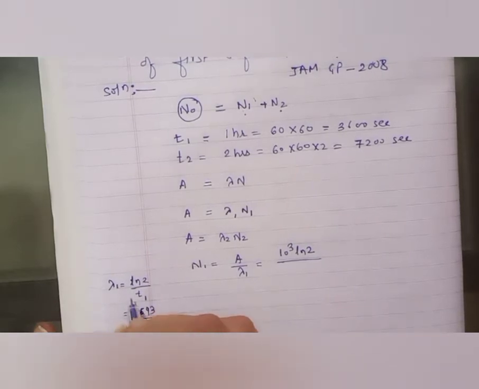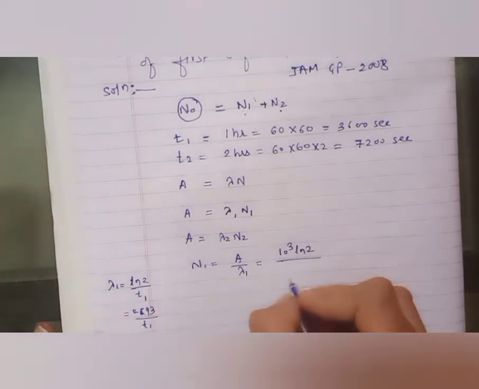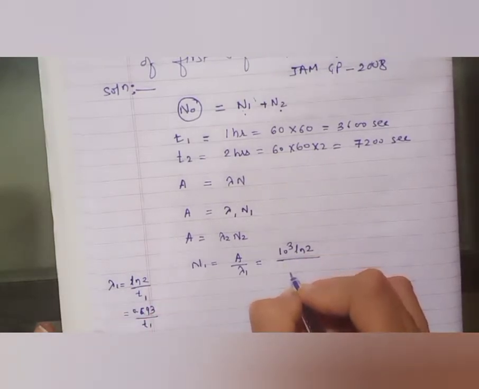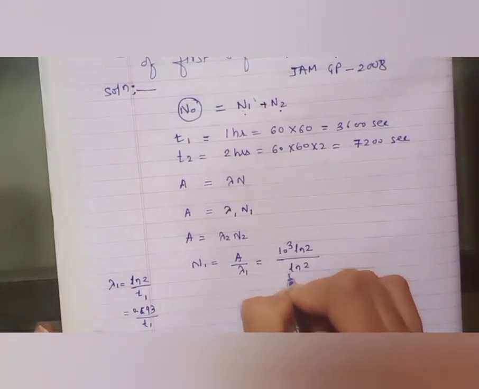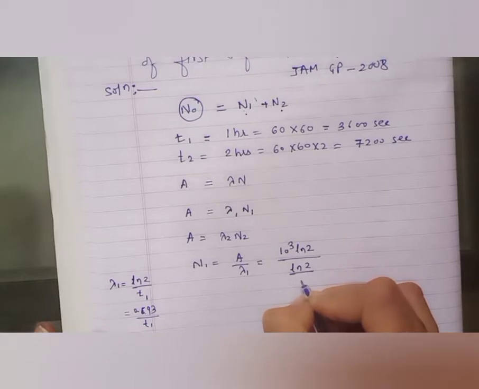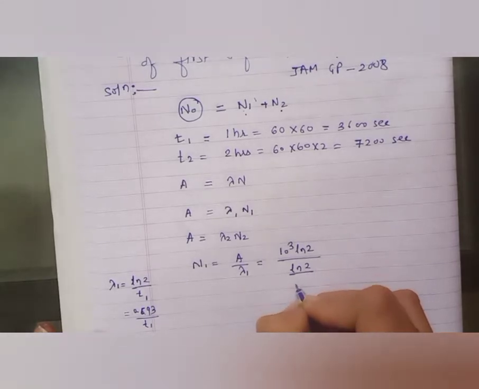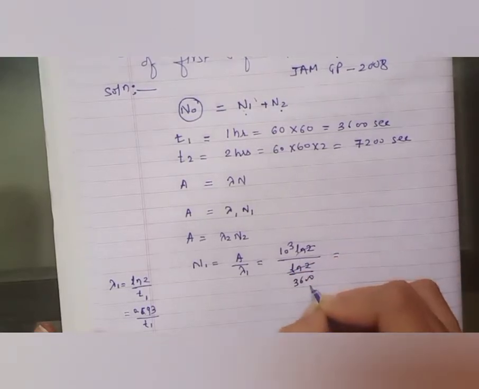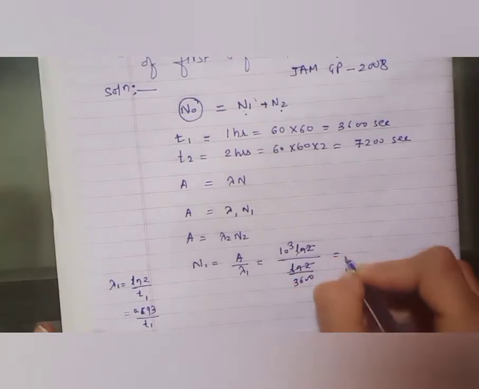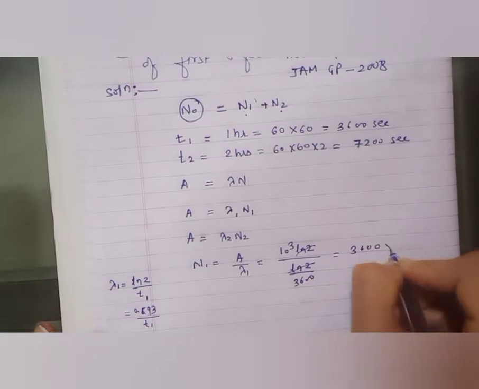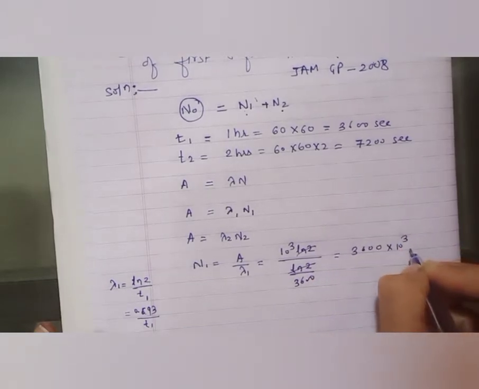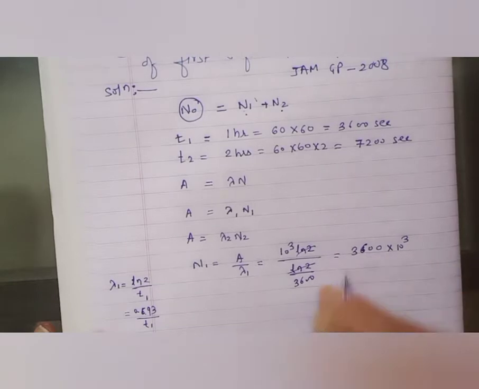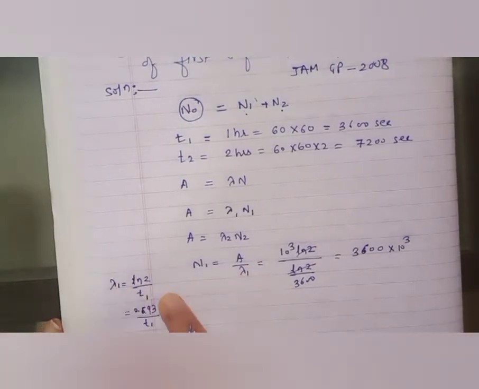0.693 is nothing but log 2, so I will write it in the form of log 2 only. So lambda 1 is log 2 upon T1. How much is T1? The half-life period is 3600. This log 2 will get cancelled. 3600 will go up. So we will get 3600 into 10 raised to 3. These are the initial number of nuclei in the first radioisotope.